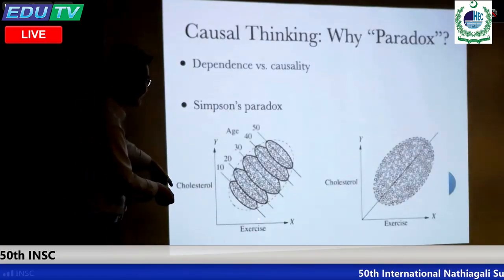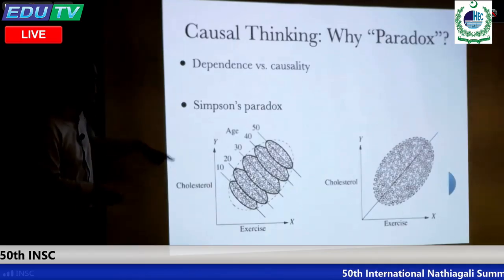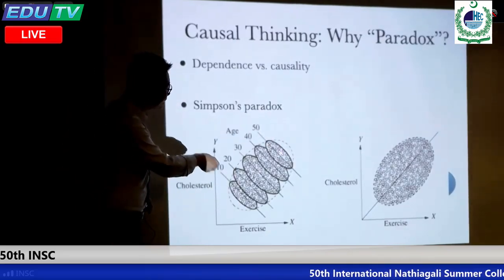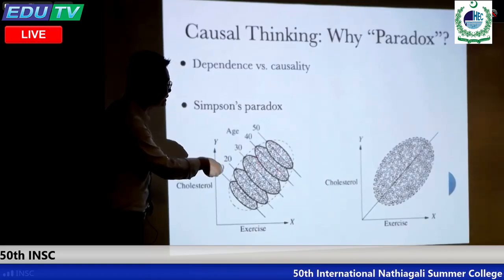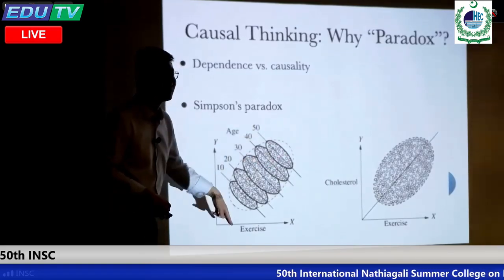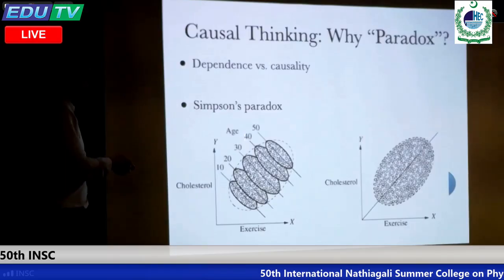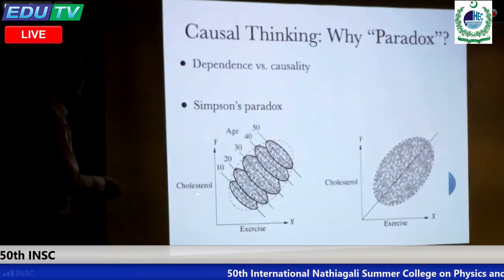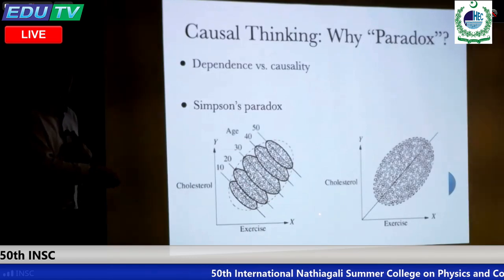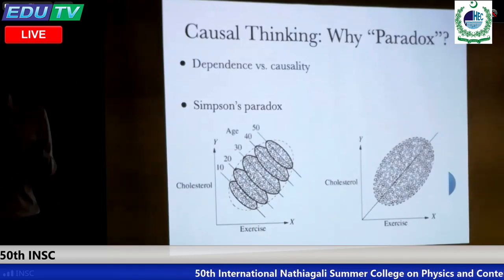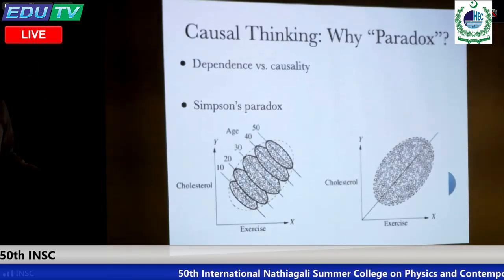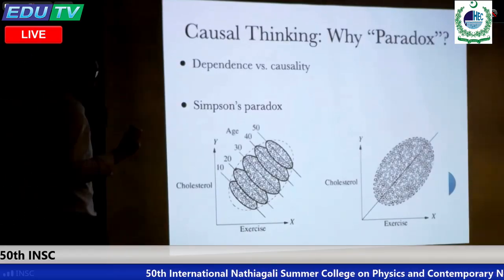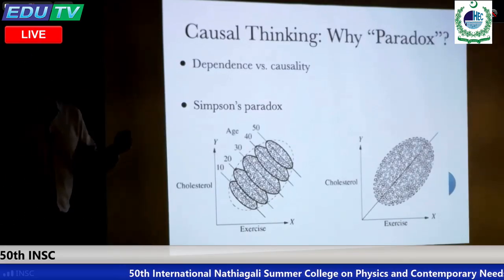X is the exercise, Y the cholesterol. So now you can see we have different age groups. Those are in the 50s, those are in the 40s, and so on. We have different people, right? Right here. Now you can see in each age group, the more exercise you do, on average, the less cholesterol you are going to have. That's good. That means we should try to do more exercise to reduce cholesterol, right? Good. Remember this pattern.